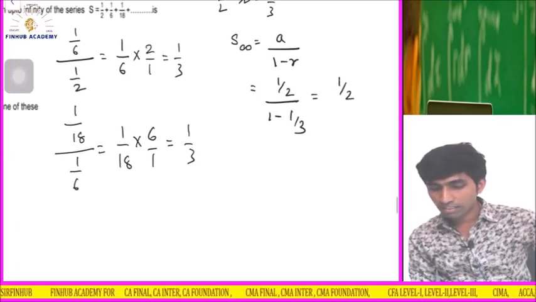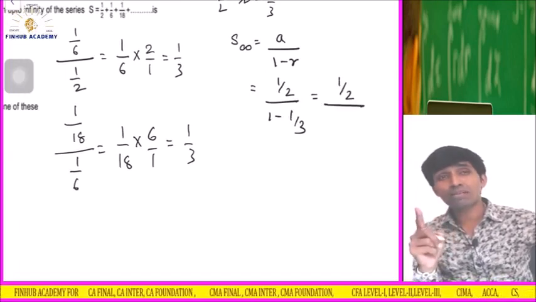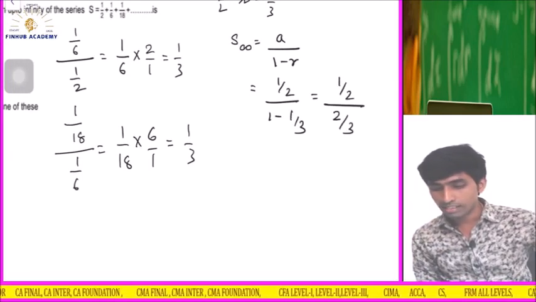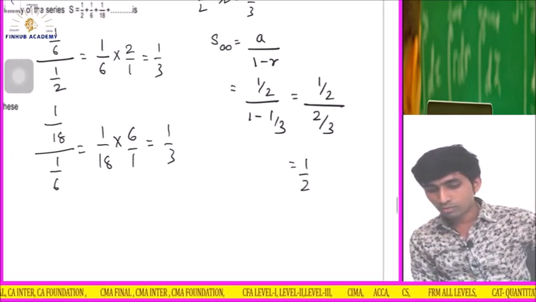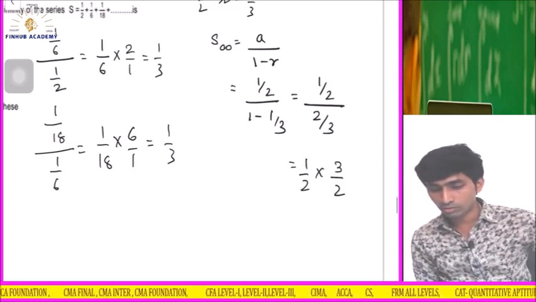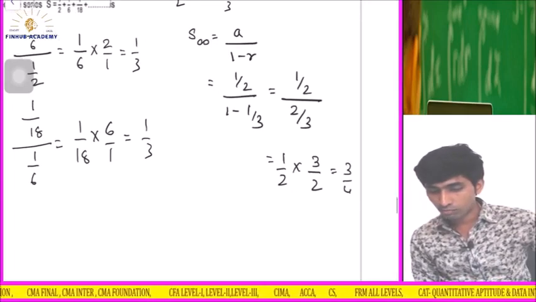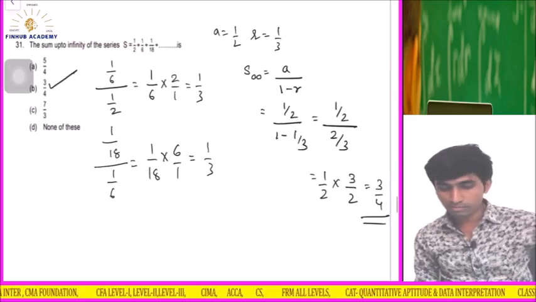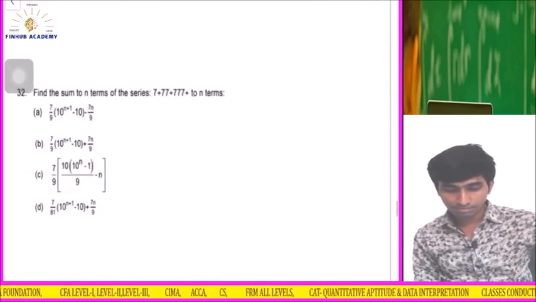So half divided by 1 minus 1 by 3. 3 ones are 3, cross multiplication, 3 minus 1 is 2, so 2 by 3. So I can write this as 1 by 2 into the multiplicative inverse, 3 by 2. So the answer is 3 by 4. Answer is 3 by 4. I hope you have understood. The option is B. Okay, simple.